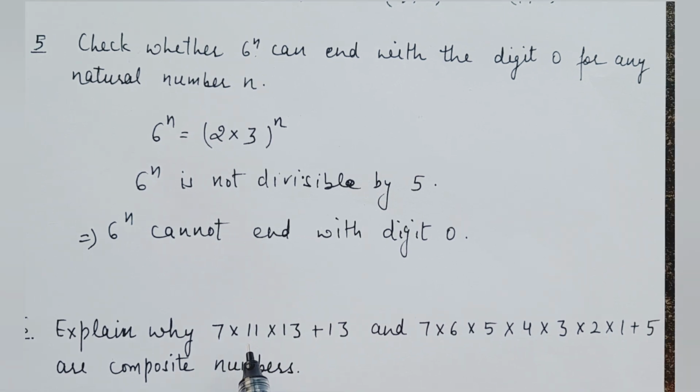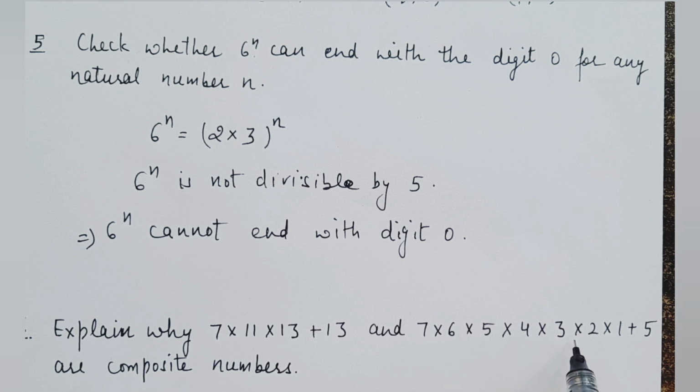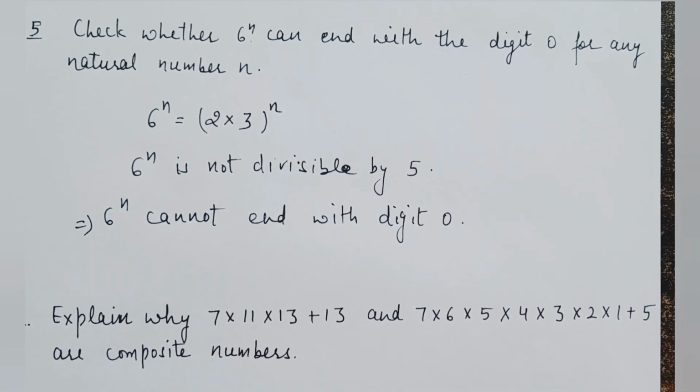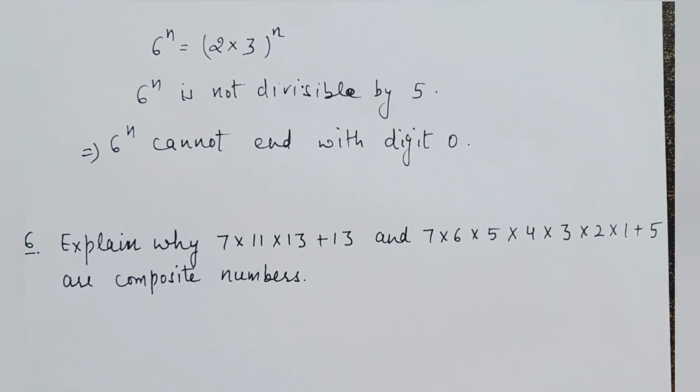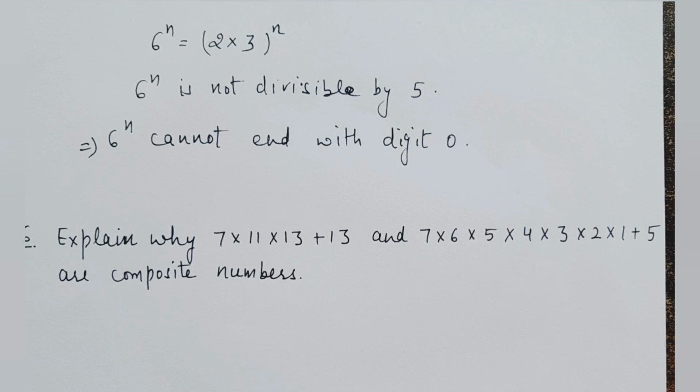The first number is 7 multiply 11 multiply 13 plus 13, and the second number is 7 6 5 4 3 2 1, their product plus 5. We have to prove that these numbers are composite numbers. Now we know that prime numbers are the numbers which have only two factors, 1 and itself, and the numbers which have more than two factors are called composite numbers.